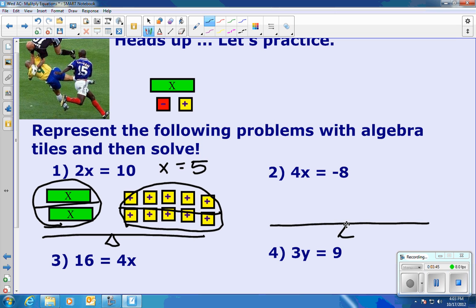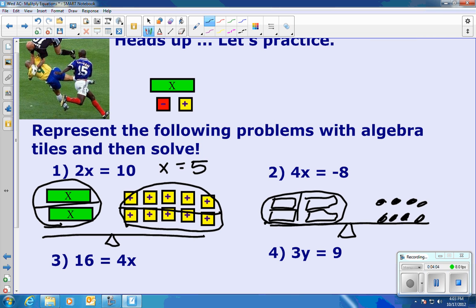The next one I'm just going to draw because it takes less time. So here's an x, 2, 3, 4. But then I have -8 on the other side. So since I have 4 x's, I need to split them into 4 groups, which means I need to take my -8 and split those into 4 groups. So each group gets -2.